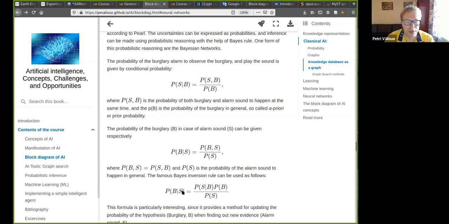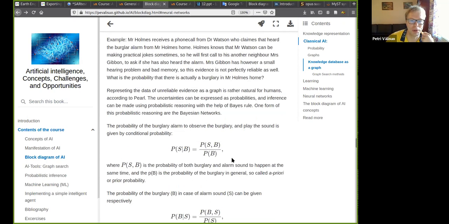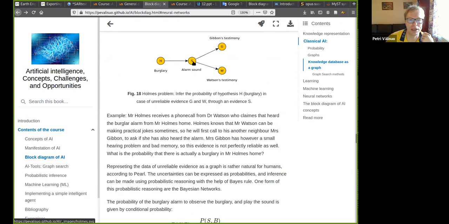And it goes like this, so that I can calculate the conditional probability of burglary in case of sound by using the knowledge that we already have: the probability of sound in case of burglary times the probability of burglary divided by the probability of this alarm sound. And that makes it possible to encode this information in one direction and then use it also in the other direction. And because this Bayesian rule is so important here, this is called a Bayesian belief network.